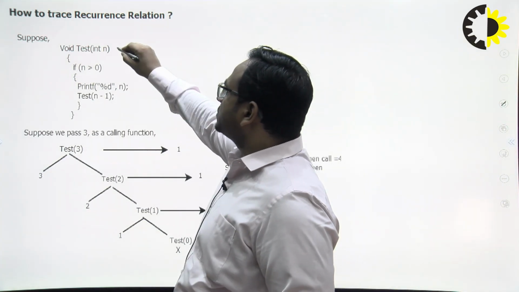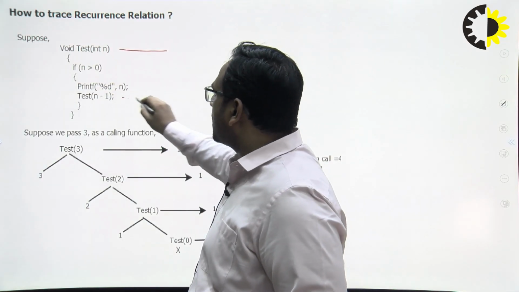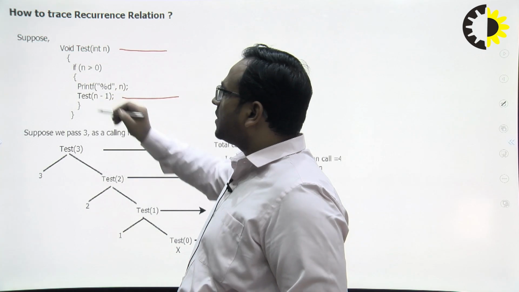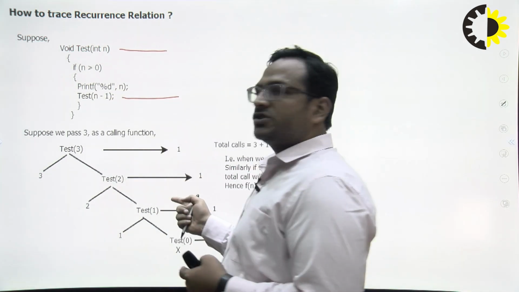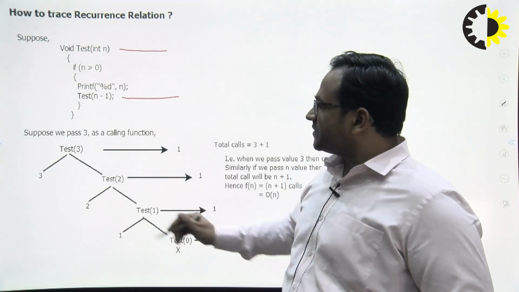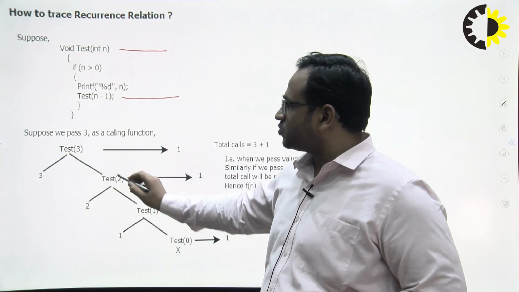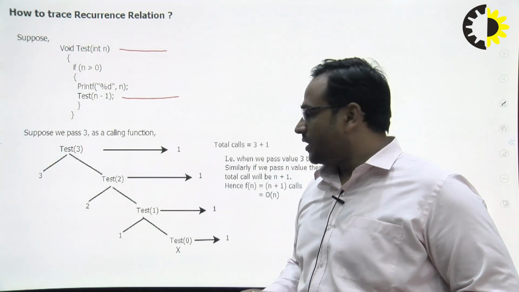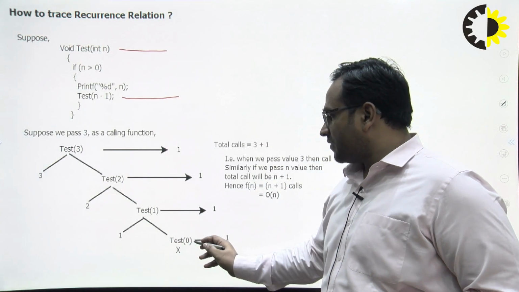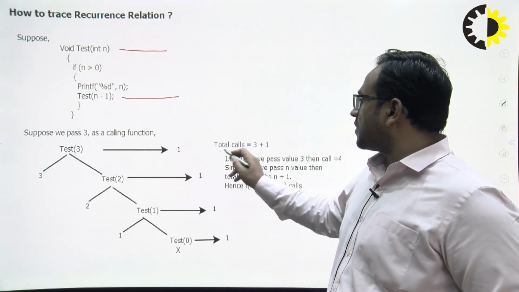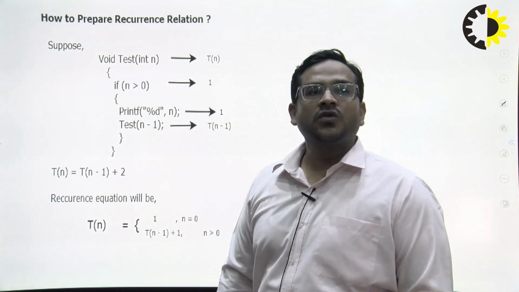This is the function void test, and inside this function, the function is again called with the value n minus 1. So it is recursively called. If I check through the recursion tree, when test 3 is called, then test 2 is called, that means n minus 1, and again n minus 1 is called here. So 2 minus 1 is 1, then minus 1 is 0. The total calls are 3 plus 1, so 4 times. This is the way the recursion is calling here.